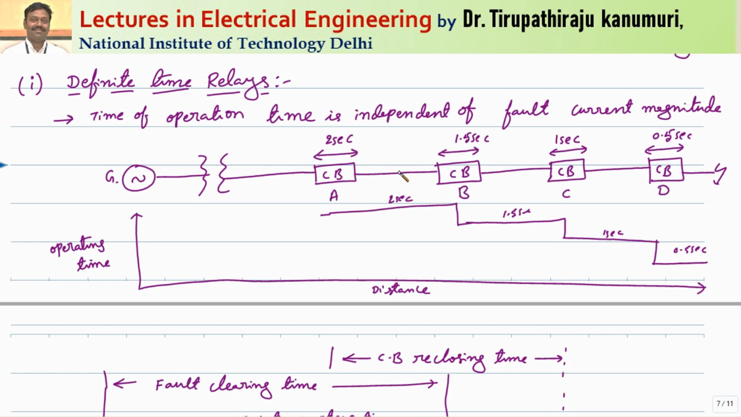Let us assume the fault happens between sections A and B. Because the time is fixed, the relay will operate after 2 seconds only, and sometimes this time may be extremely high. In that time your entire system may be damaged, because as the sections increase, the time goes on increasing. This is just the case of 4 sections, but practically more than 4 sections are also possible.